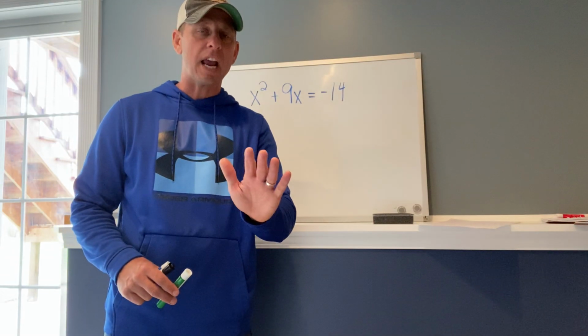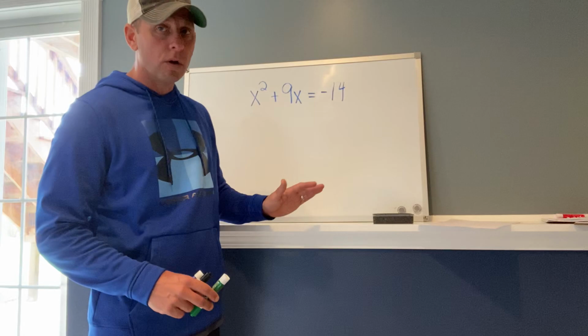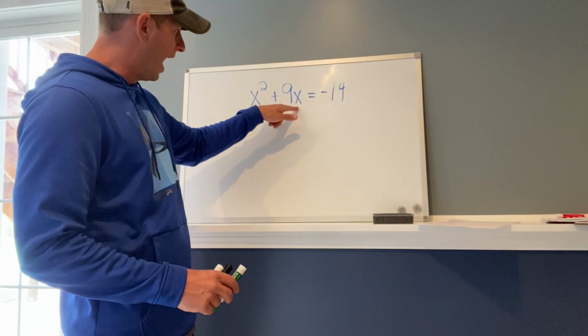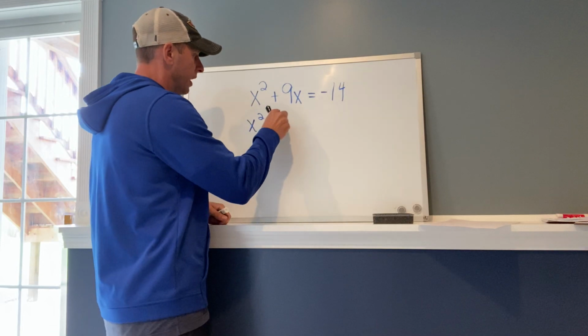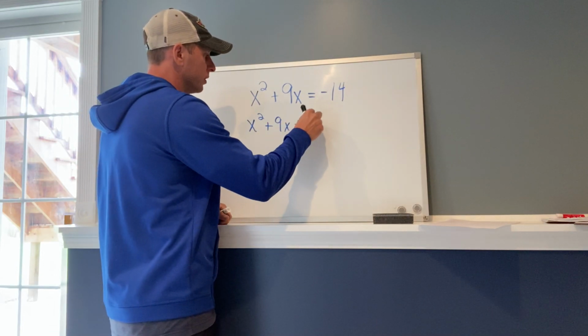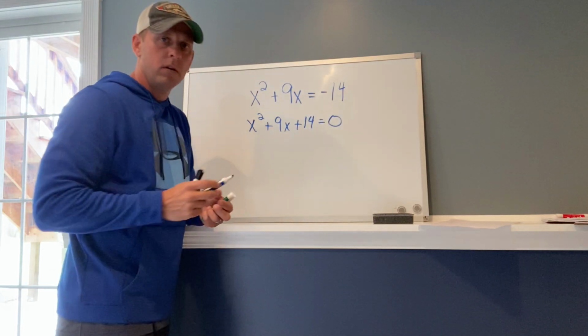Now we need it written in standard form. Right now it's close to standard form. Just need to get that to the other side. x squared plus 9x plus 14 equals 0.